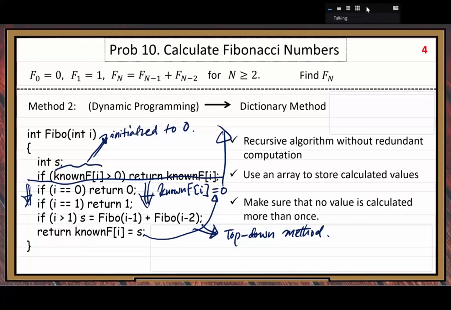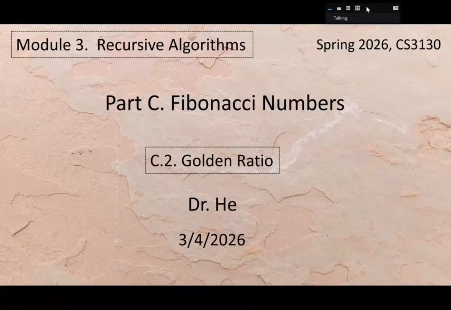The previous one, method 1, bottom up, and top down. These are two different methods. So we complete the calculation part. All right, C.2, golden ratio.